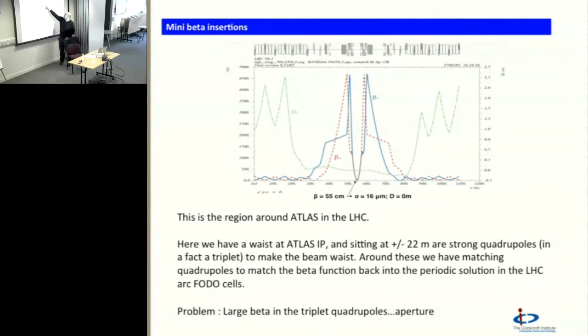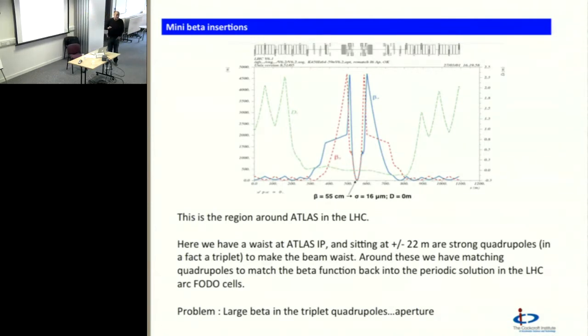So that's really bad. This beta is massive here. Now that beta is related to the maximum amplitude a particle can oscillate to. Remember our Courant-Snyder ansatz. So big betas here means our beam size is very, very big there. And also we need strong quadrupoles to focus beta back around to a minimum. So we need strong, large aperture quadrupoles.